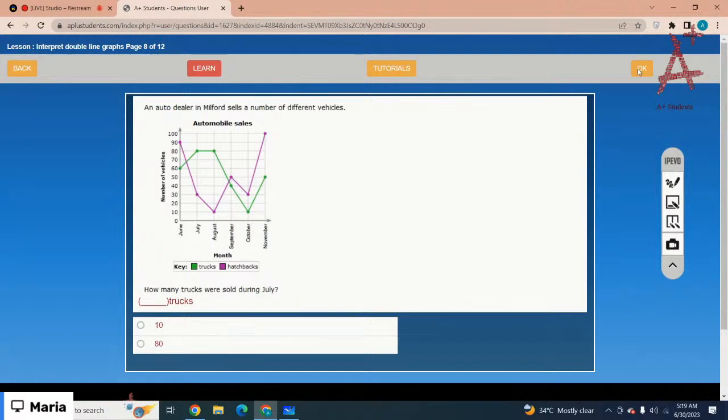Okay, an auto dealer in Milford sells a number of different vehicles. How many trucks were sold during July? So you have two lines, the green one for the trucks and the blue for the hatchbacks. So you have to see how many in July. Here is July. Just look at the green line that represents trucks and count on the y-axis. So it would be 80. That means 80 trucks were sold during July.